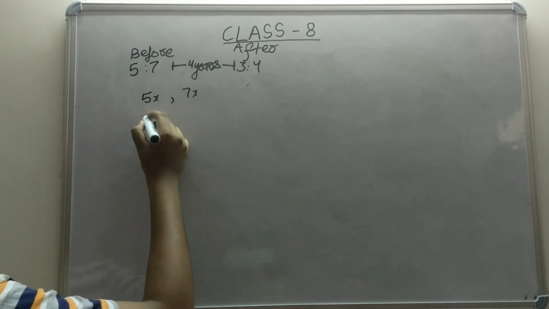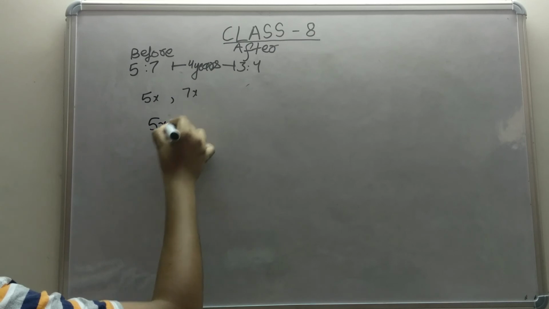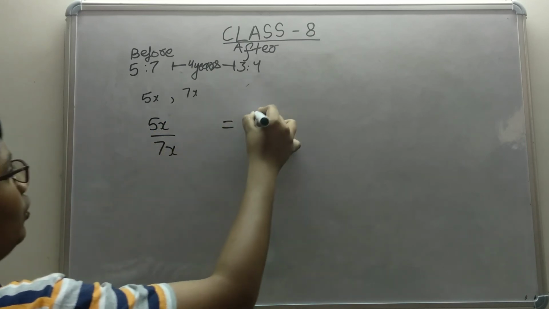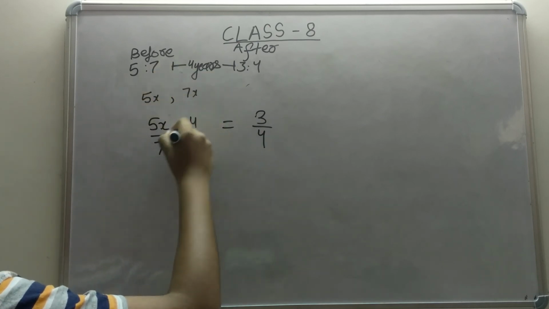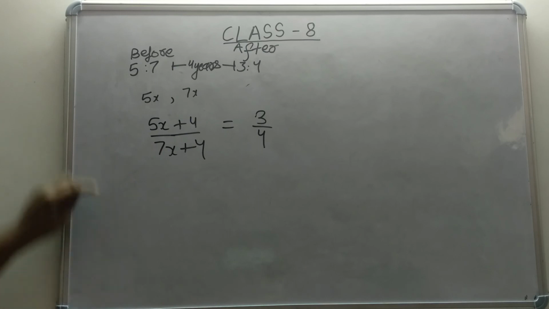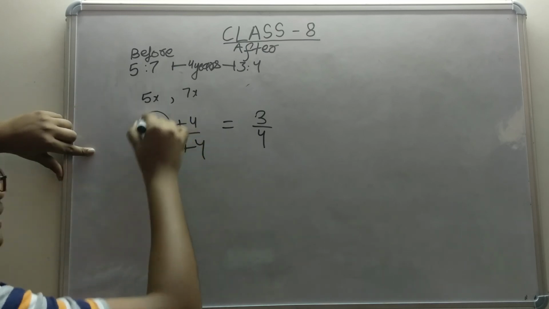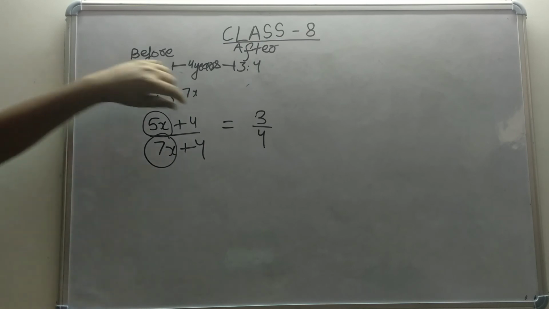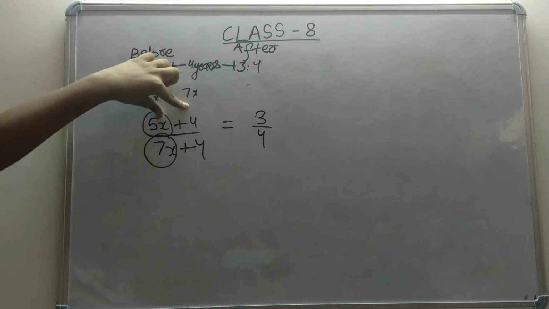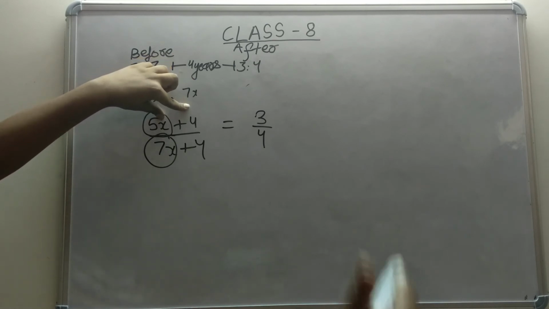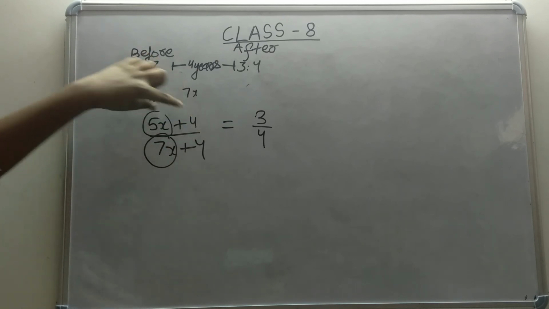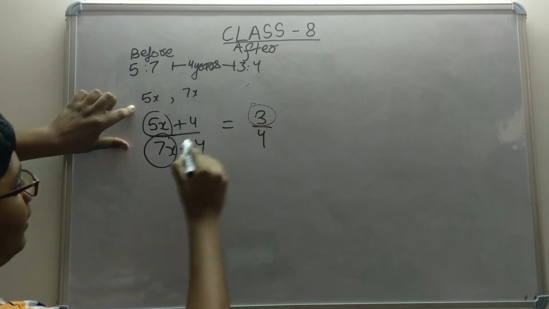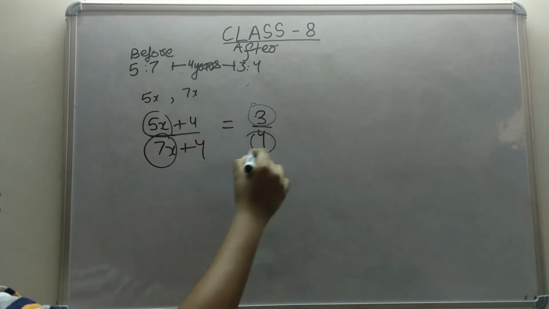So 5x by 7x is equal to 3/4. But the gap is 4 years. So we will add plus 4 and plus 4. Let's say the ages were 5x and 7x, so after 4 years, 4 will be added to these also. Let's say if my age was 20, after 4 years, 20 plus 4 is 24. Now the same case for both. So this whole will be equal to this. So now cross multiplication.